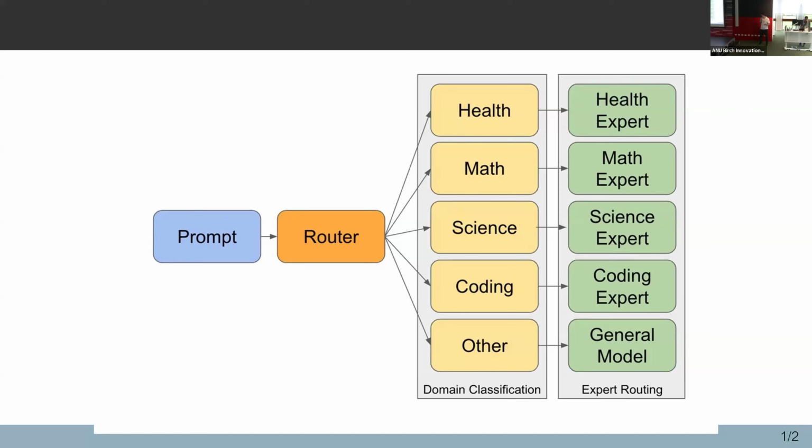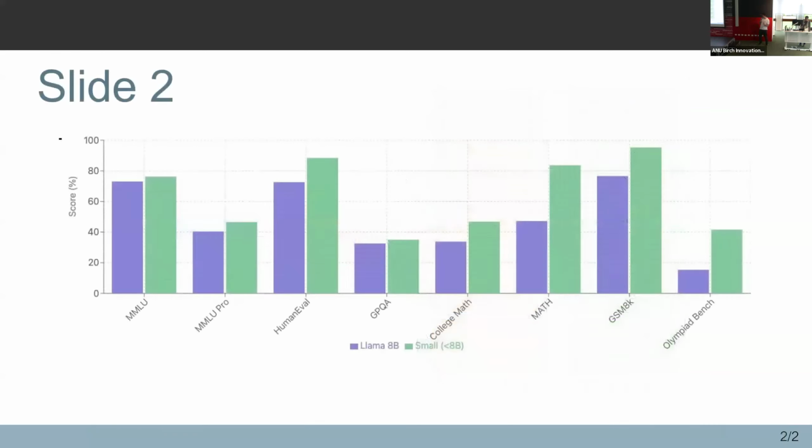skills of these models. So essentially what we do is we take a router and then based on the prompt, we route it to which model we think is most appropriate for a given prompt. And essentially what we're able to demonstrate is that we get state-of-the-art performance, not only on domain-specific benchmarks like math and GSM8K, but also in these general purpose benchmarks like MMLU and GPQA. Cheers.